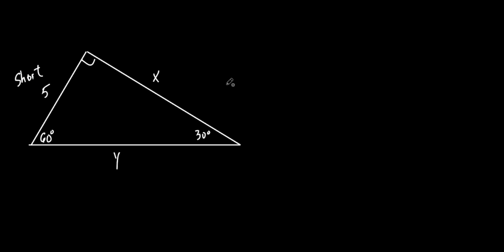What do you think is one of the easiest ones to find? The hypotenuse, because it's just what? It's just double it, right? So the hypotenuse, let's write it down again. The hypotenuse is twice the short side. So what's the hypotenuse? It's y. 2 times the short side. 2 times what? 5. So what's y? 10. All right?